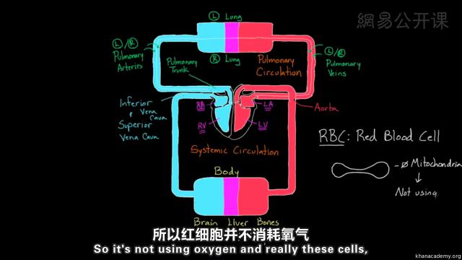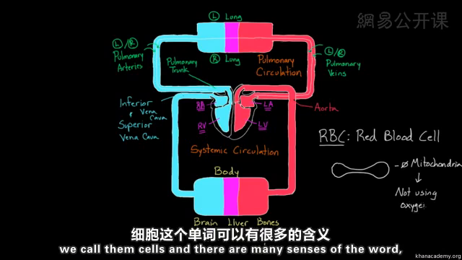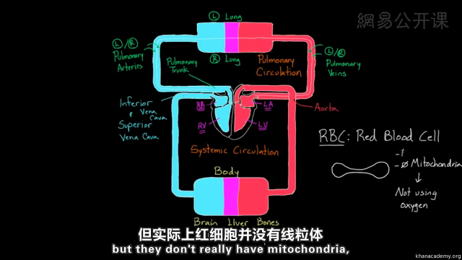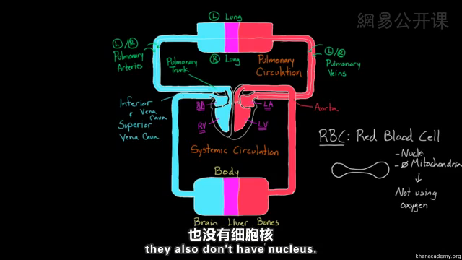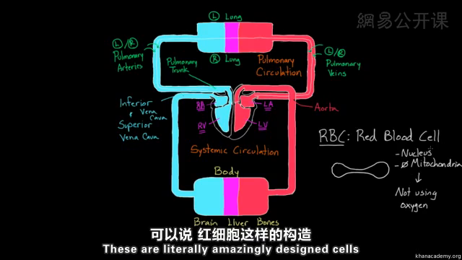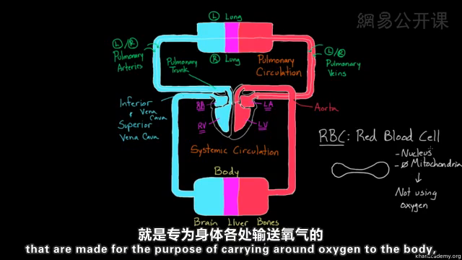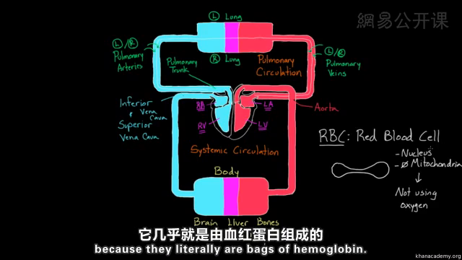So it's not using oxygen, and really these cells, we call them cells, and they are in many senses of the word, but they don't really have mitochondria. They also don't have a nucleus. I mean, these are amazingly designed cells that are made for the purpose of carrying around oxygen to the body, because they literally are bags of hemoglobin.